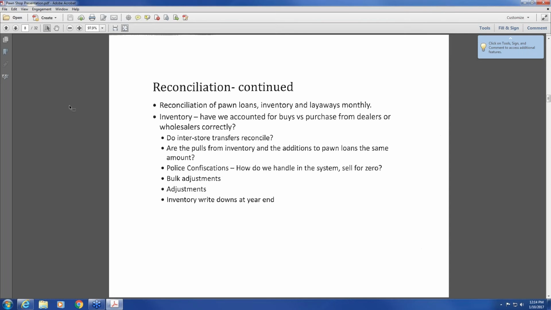Are we reconciling our pawn loans and inventory and layaways on a monthly basis? Let's start with inventory. So when we're doing inventory, are we accounting for our buys versus our purchases from dealers or wholesalers correctly? And what I mean by that is, depending on how you're posting everything in your accounting program and how you're posting it in your pawn software, when I've got to buy from somebody, I've purchased that inventory and I'm going to put it back there on my buy hold shelf until such time as I can put it out there.